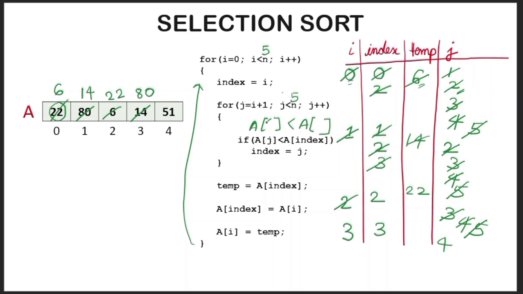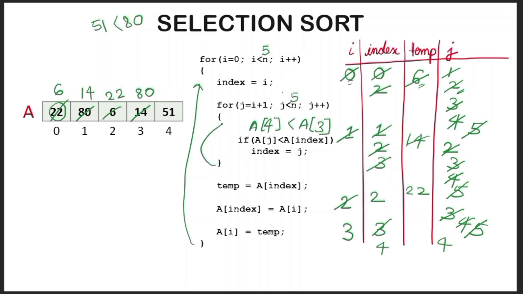a[4], that is a[j], is less than a[index], that is 3. What is a[4]? a[4] is 51. Is it less than a[3]? 80. Yes, the condition is true. So index is equal to j. What is the value of j? 4. We gave it to the index.